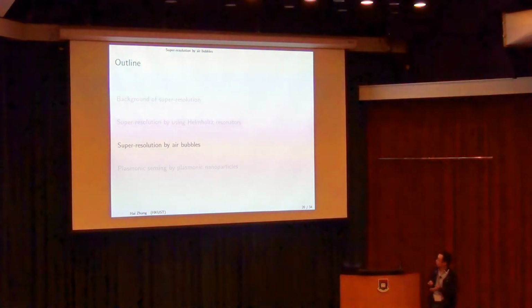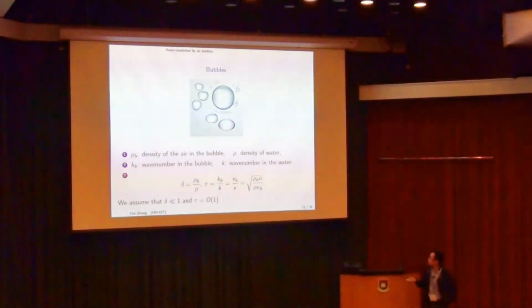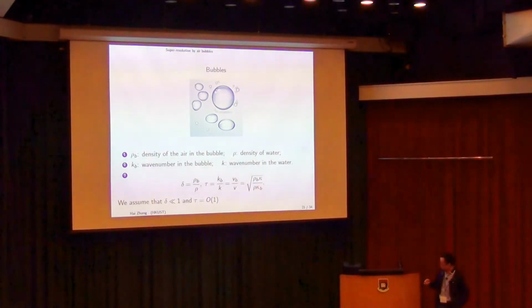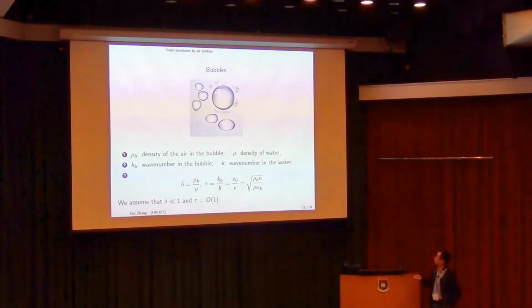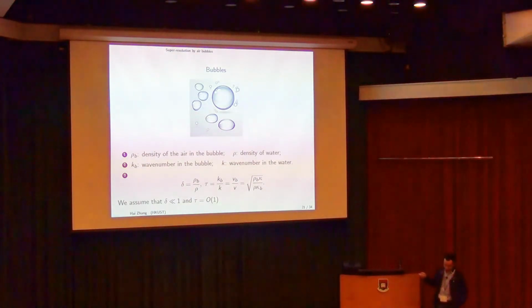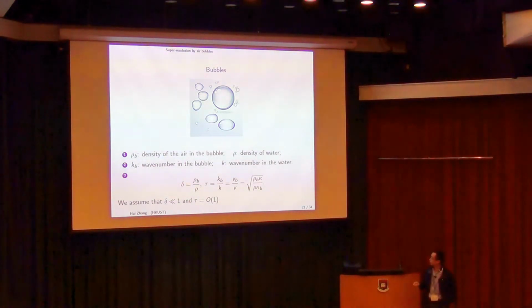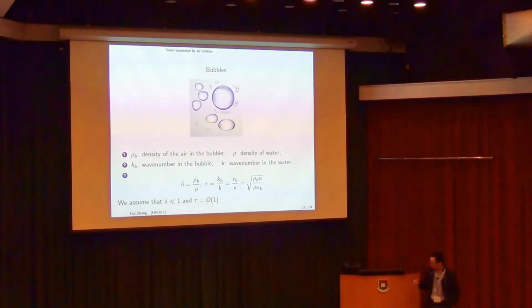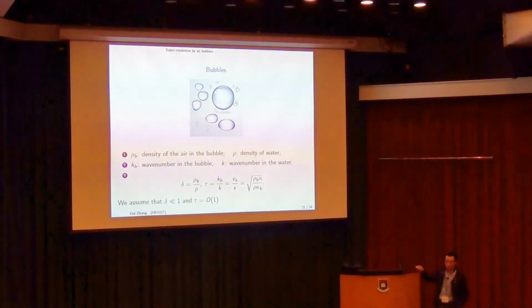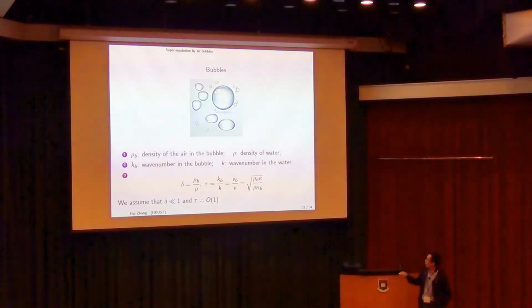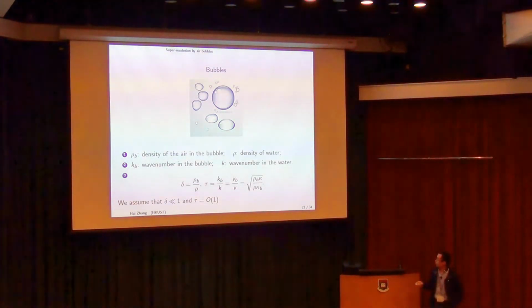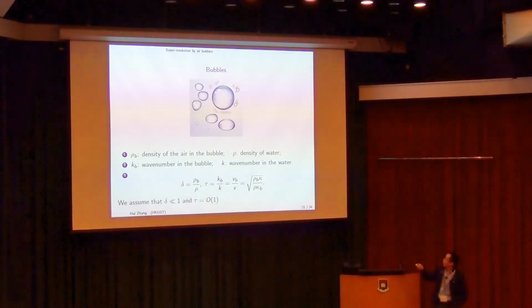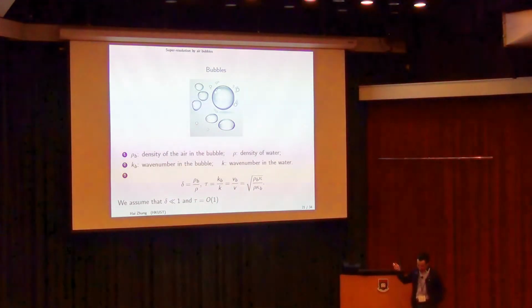So now let's come to another example: air bubbles. An air bubble is a very interesting acoustic material. It has a very high contrast between the density of air and the density of water. The density of air is actually 1,000 times lighter than the density of water, and also air is 1,000 times more easily compressible than water. As a result, we have very high contrast between the density of the medium inside the bubble and outside, and also between the bulk modulus inside and outside.